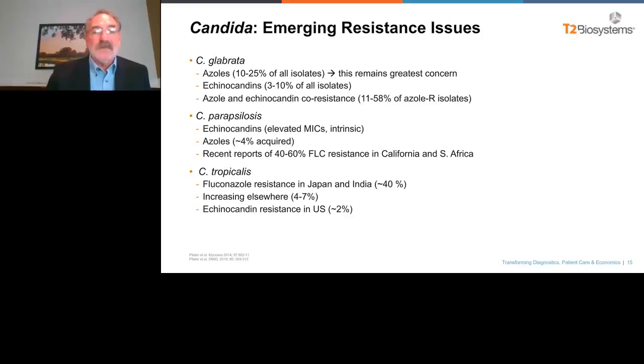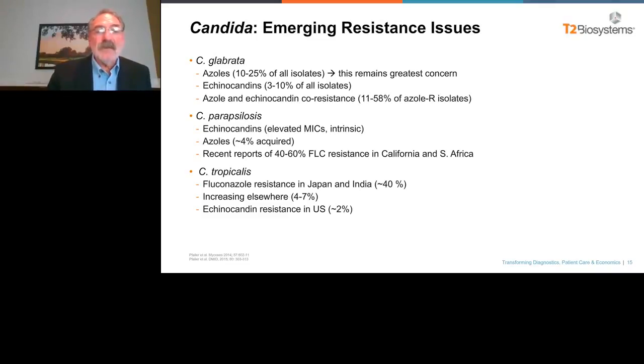Candida parapsilosis, as we said, has elevated MICs intrinsically to the echinocandins, and although clinical response has been relatively favorable, Candida parapsilosis is one species that has been repeatedly found to be involved in breakthrough candidemias in patients on echinocandins. With azoles, only about 4% have acquired resistance, but that can increase considerably with prolonged azole exposure. And there are recent reports of 40 to 60% fluconazole resistance among Candida parapsilosis bloodstream isolates in California and in South Africa, just to name a couple of scenarios.